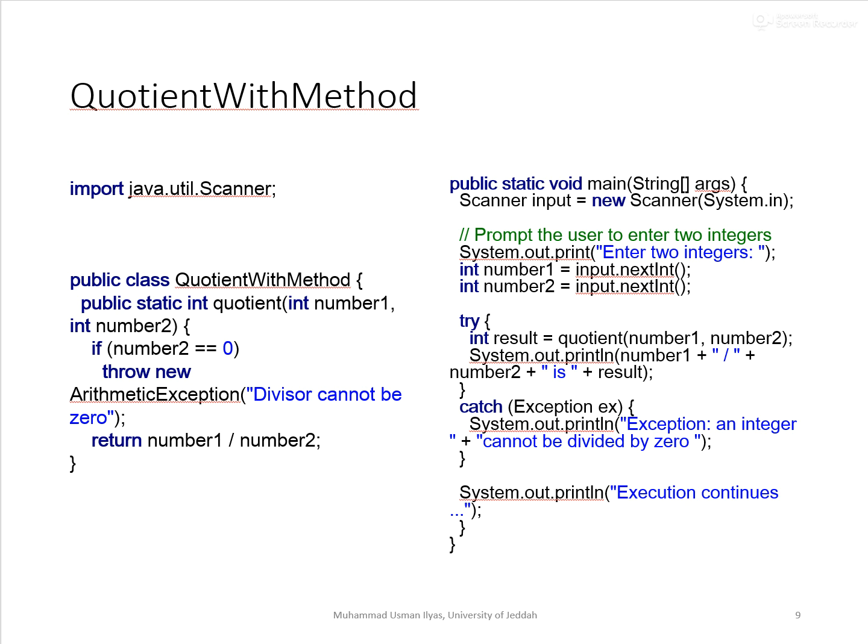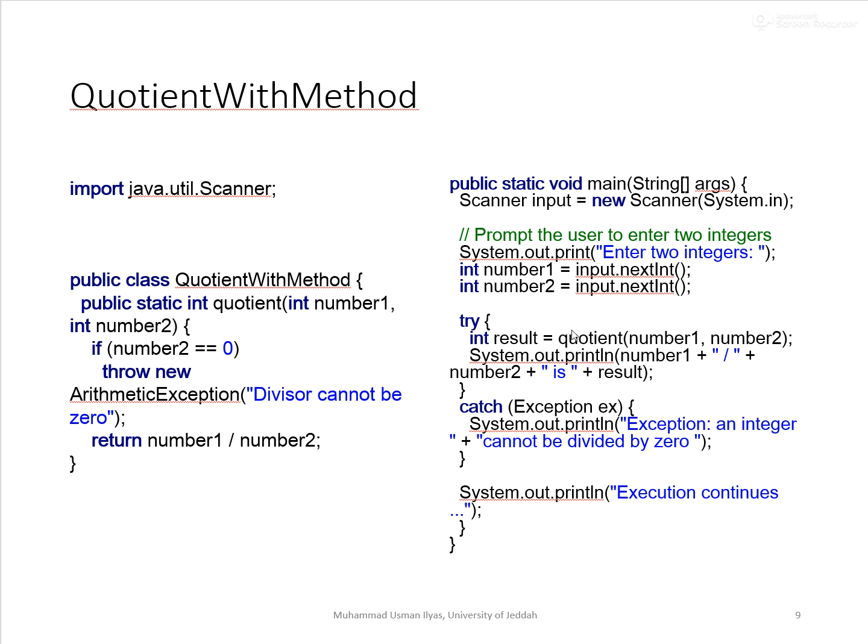So here's another code example. This one is called quotient with method. I'll start on the right side. The main method is over here on the right side. And again, we take in two numbers, just like before, two integers, number1 and number2. We have a try block. But inside the try block, we're not performing the division inside the main method. Instead, to do the calculation, we're calling a method called quotient, and we're passing in two arguments, number1 and number2.